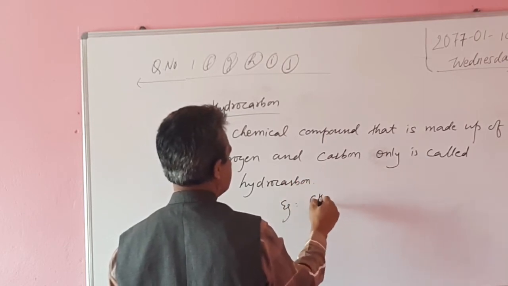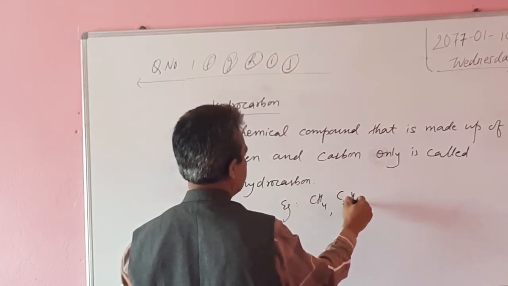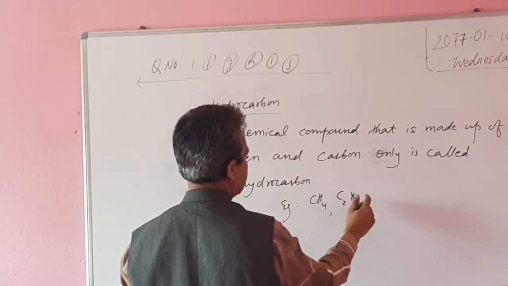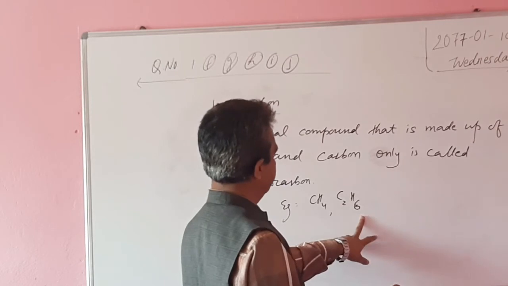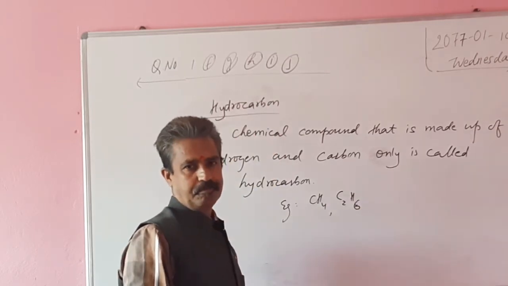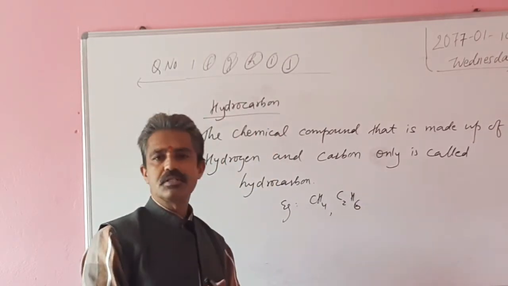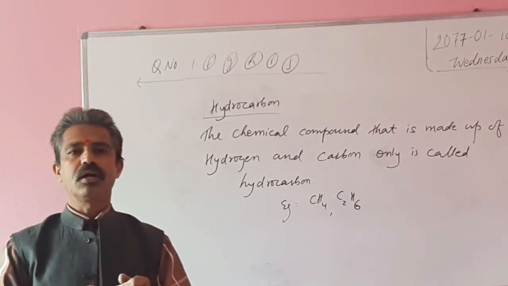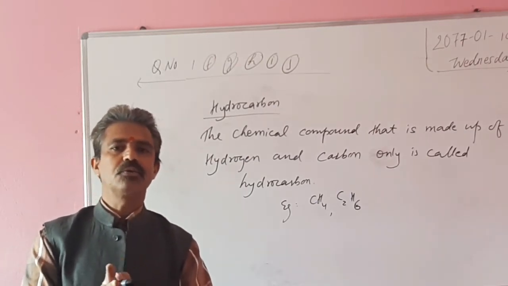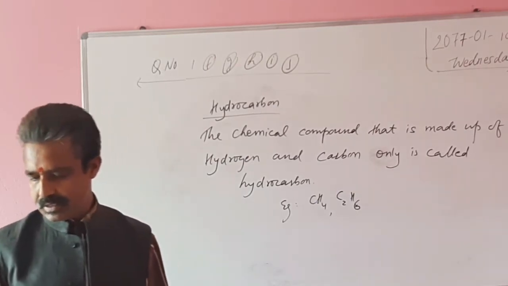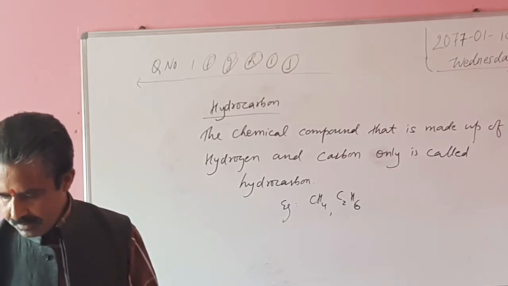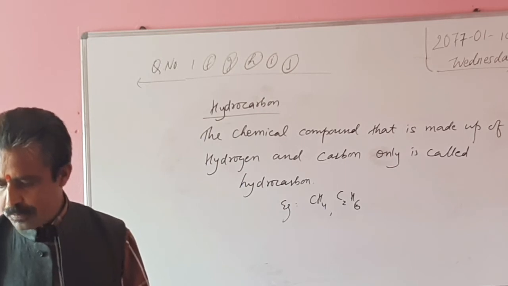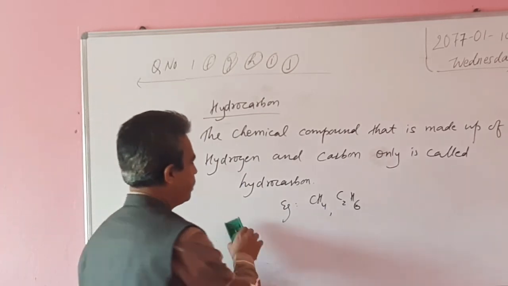Example, CH4, C2H6. Methane, ethane, propane, butane. And you know the types of hydrocarbons: saturated hydrocarbon and unsaturated hydrocarbon. Here is one question. Write the IUPAC name of the given compound.